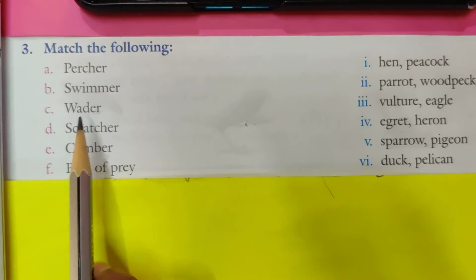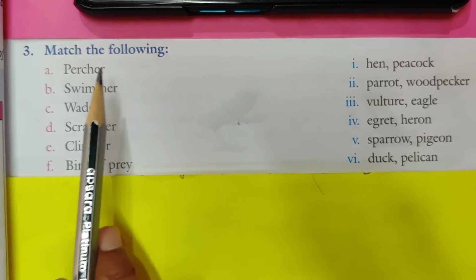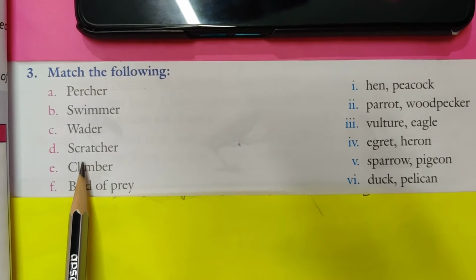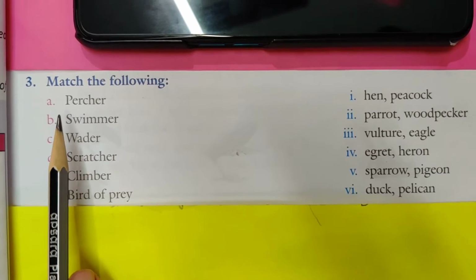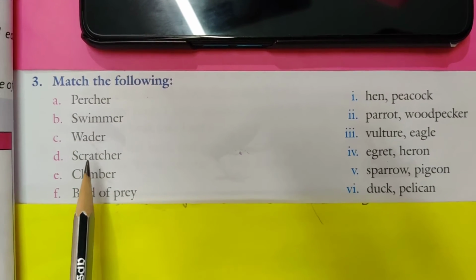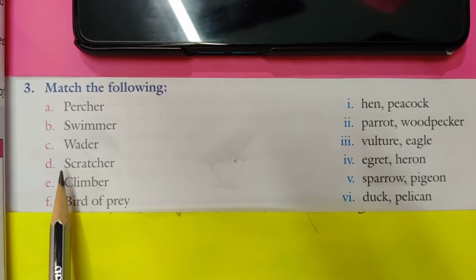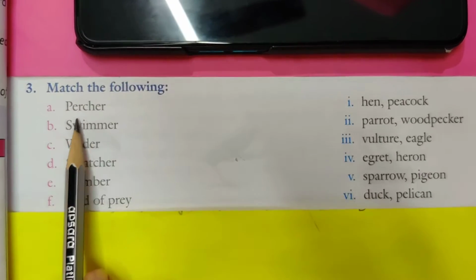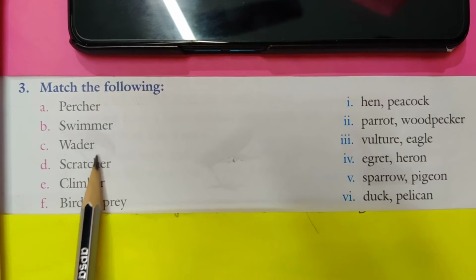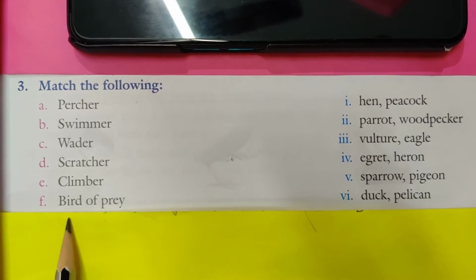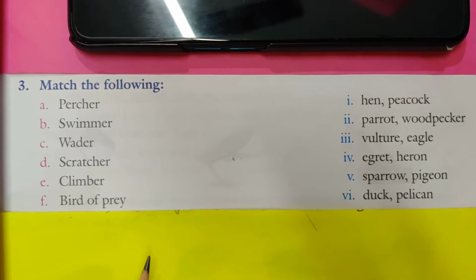The 3rd bit is also match the following. In the 2nd bit he asked about the beaks. Now he is asking about the claws. Claws means what? You already learned, yes, feet. So: percher, swimmer, wader, scratcher, climber, bird of prey.